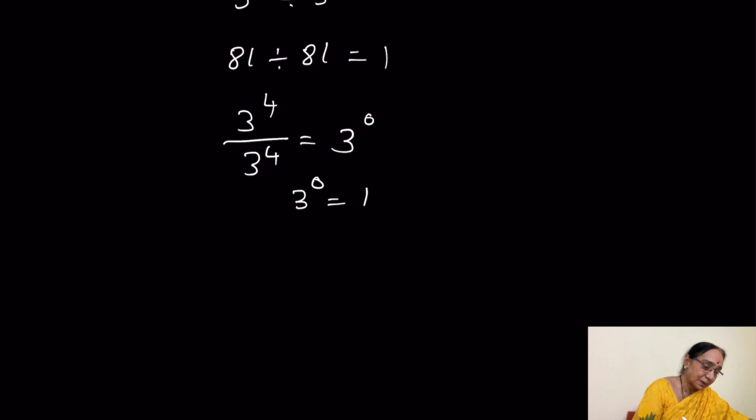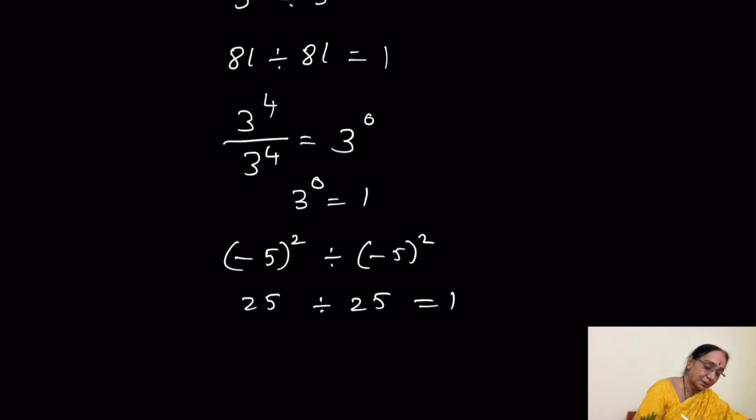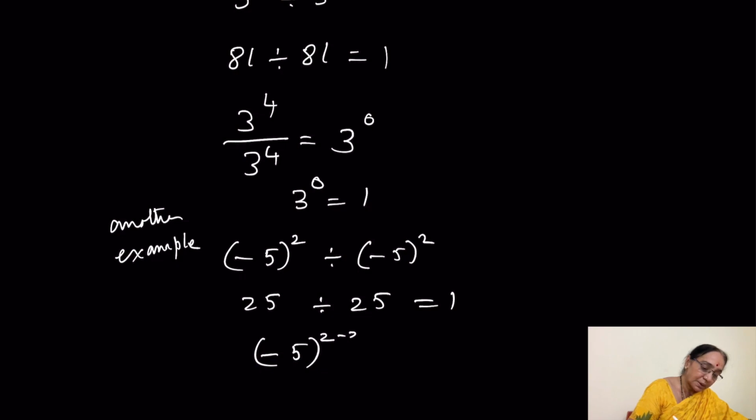Now let us consider (negative 5) raised to say 2 divided by (negative 5) raised to 2. Now (negative 5) raised to 2 as a rational number is positive 25, divided by 25, that also gives me 1, isn't it? So this is another example I am giving you with a negative base. Now when I use the quotient rule, it is (negative 5) raised to 2 minus 2, which is (negative 5) raised to 0. That's also 1. So even a negative number, when it's raised to 0, gives you the answer 1.